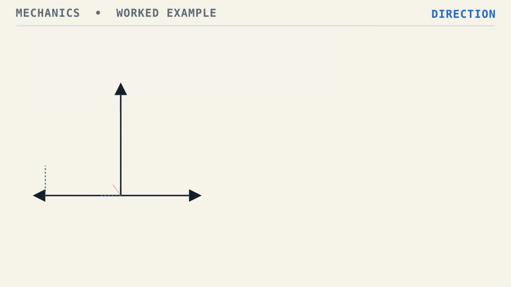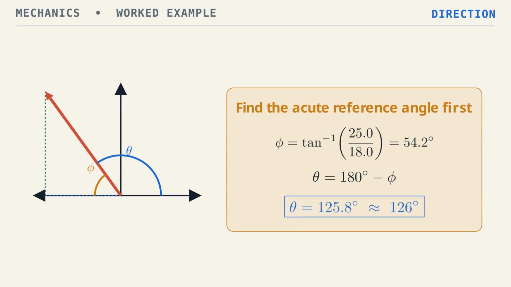A reliable method is to find the acute reference angle from the actual triangle. Using the positive side lengths, tangent phi equals 25.0 over 18.0, so phi is 54.2 degrees. The requested direction is measured counterclockwise from positive x. The positive and negative x directions form 180 degrees. So theta equals 180 degrees minus phi. The direction is 125.8 degrees, or about 126 degrees.